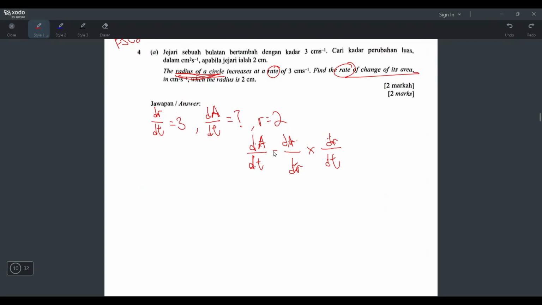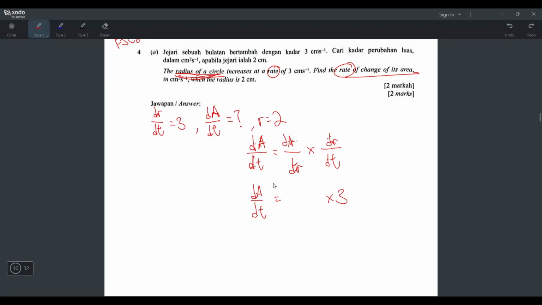And then you will put in the 3 inside. The 3 is the dr over dt. You just put it in here. dA over dt is the question mark, so this will be the final answer. It means this one you have to find last. This is the final answer.